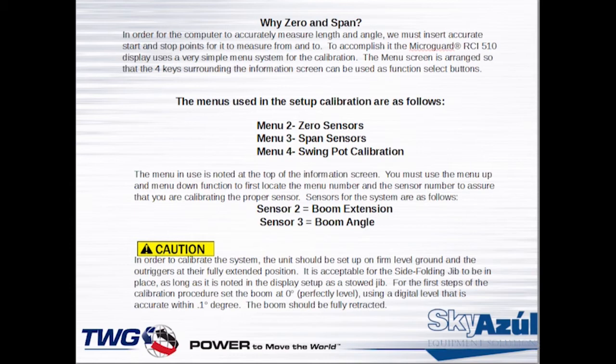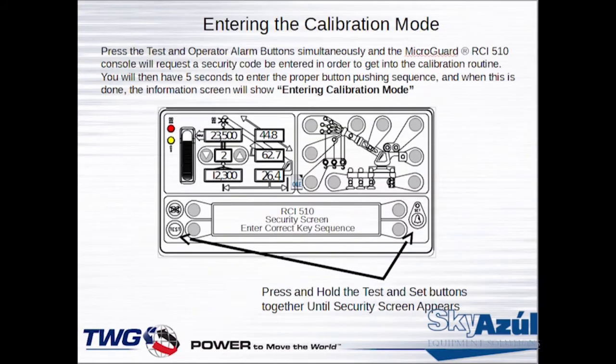So entering the calibration mode on the RCI 510 is a little different from the 586, and there's a little more to it. It has a special key sequence that you use to initiate that calibration mode. In setting up this sequence, you have exactly 5 seconds to put in the right sequence of keys, or it'll go right back to the operate mode. It won't let you in, okay? So in order to initiate this calibration operation, you will press the test button and the set button together and hold them until it says enter the correct key sequence.